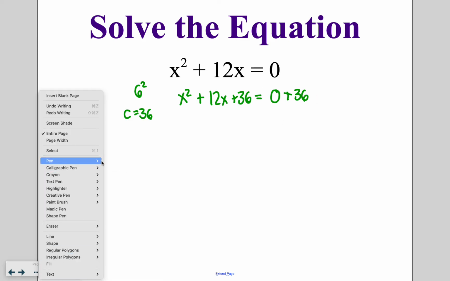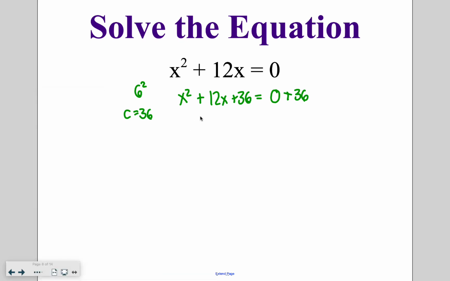Now I need to do my factoring and my simplifying. The factor side is easy. We know that it's a perfect square trinomial, so it's going to be x plus that half value squared. And then the other side, I've got 0 plus 36 is 36.